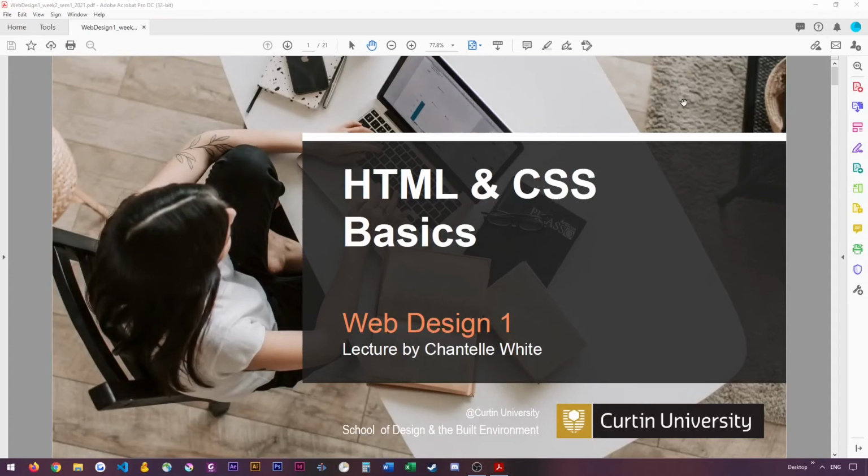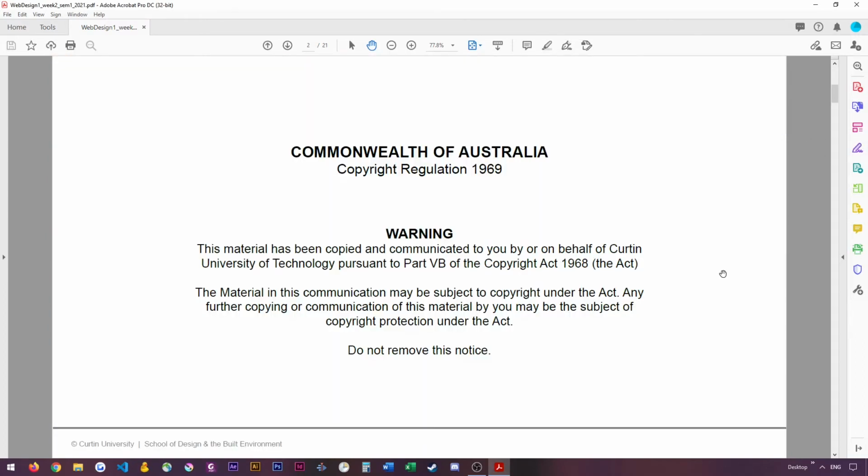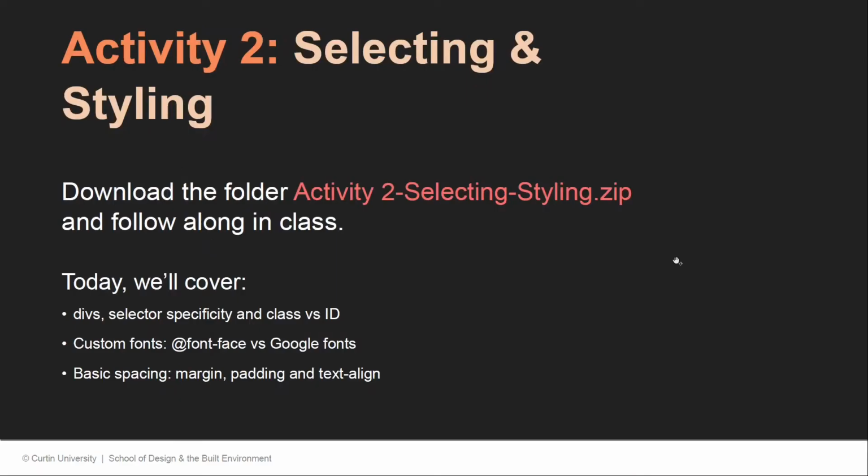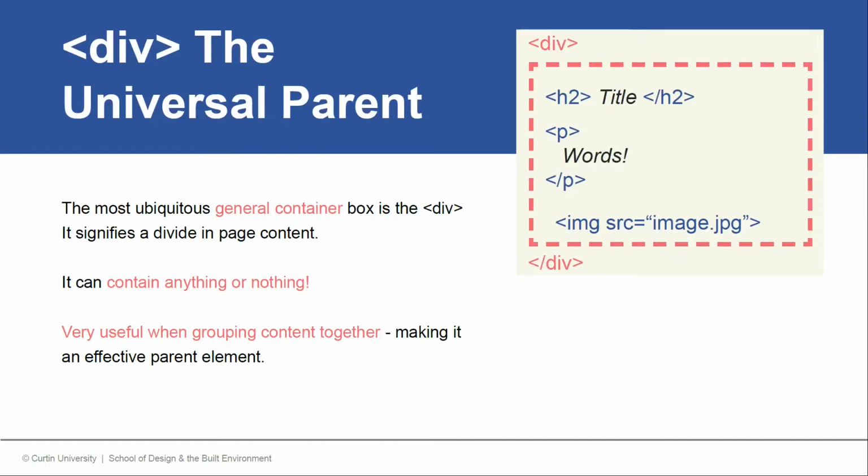In this week's lectures, we're going to break up the code activities with the theoretical concepts that you learn throughout the slides. So before you start looking through these slides, make sure you have downloaded the activity2 selecting and styling.zip from Blackboard. Now, the first thing we want to understand is the div, the universal parent element.